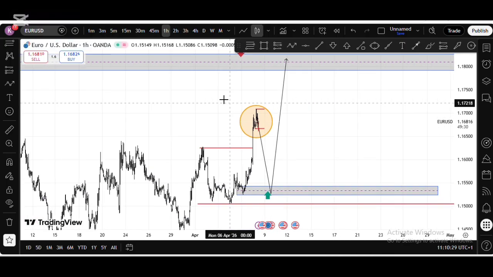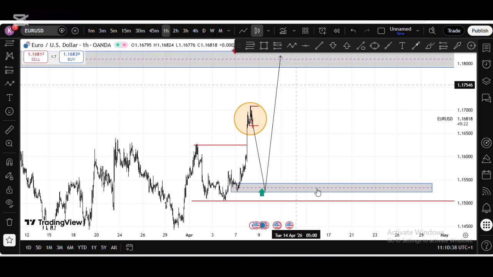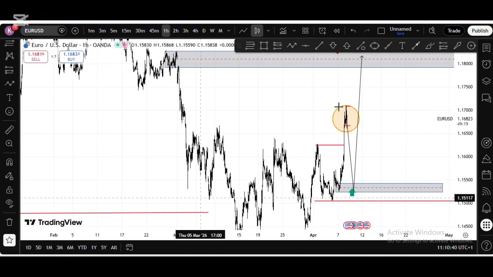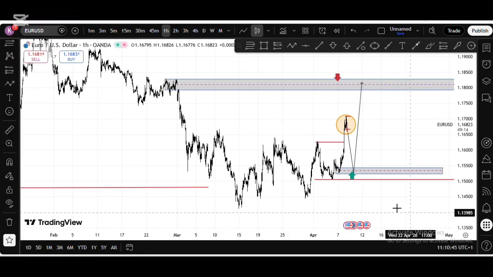For now, we'll say that we are going to sell euro from this point to here, then buy it from this point to here. Then when it hits here, we'll just be looking out to sell until we engulf this noise. Then the market will still reject. So that's it.